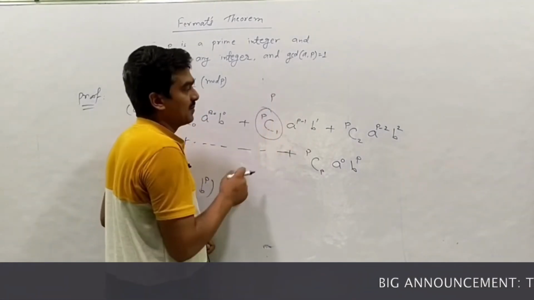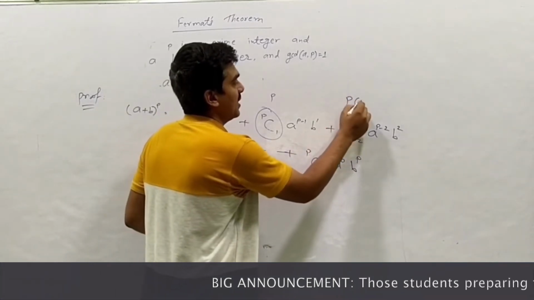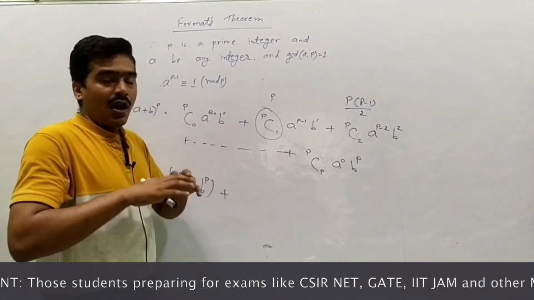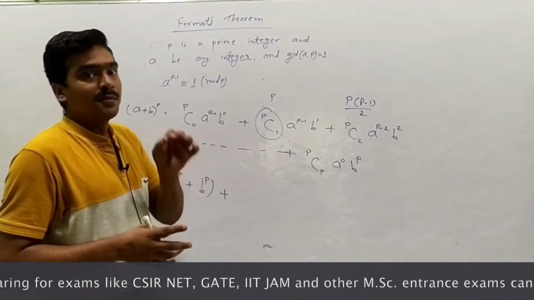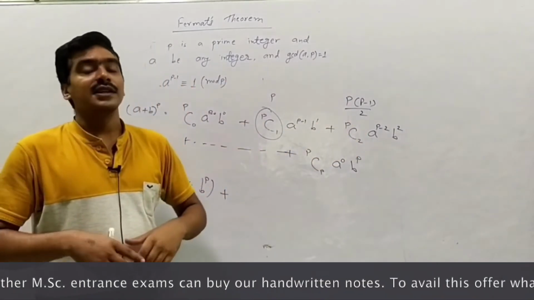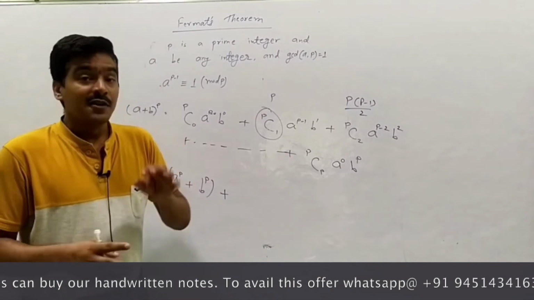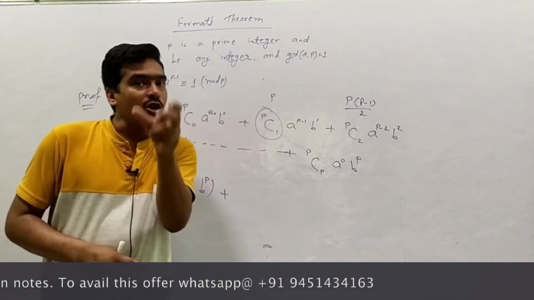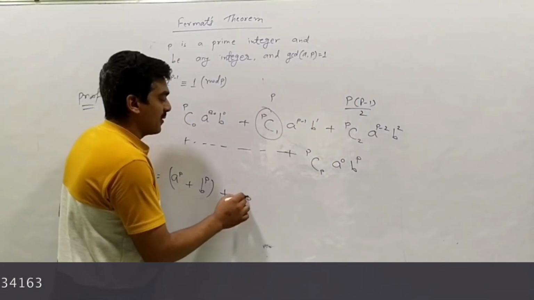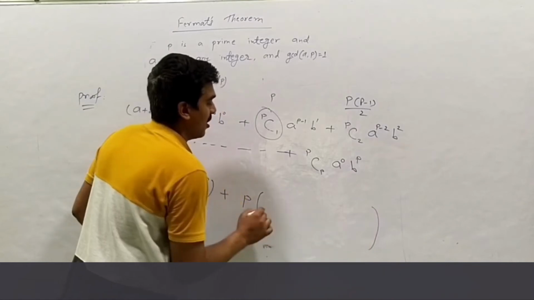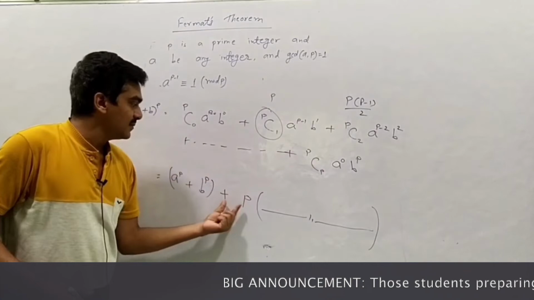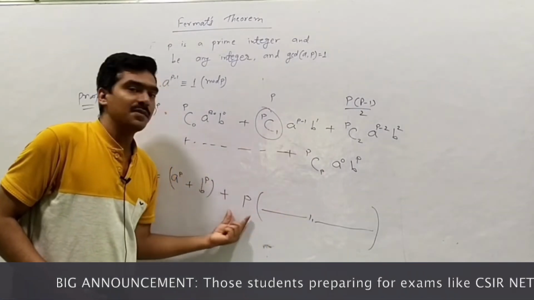pC1 is equal to p. What is pC2? That is p(p minus 1) divided by 2. pC3, pC4, all these terms have p as a factor. That is, all these terms are divisible by p, so we can take p as a common factor from all these terms. Take p common from all the other terms, apart from the first term and the last term.